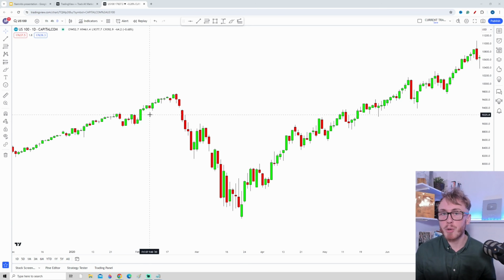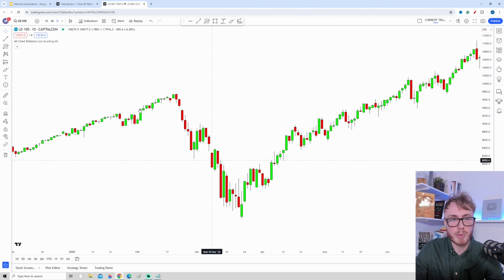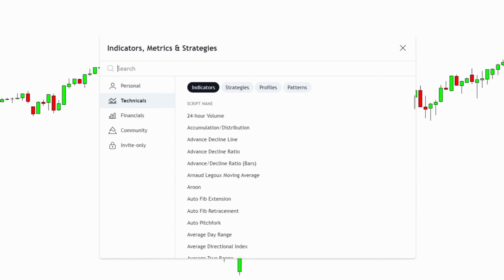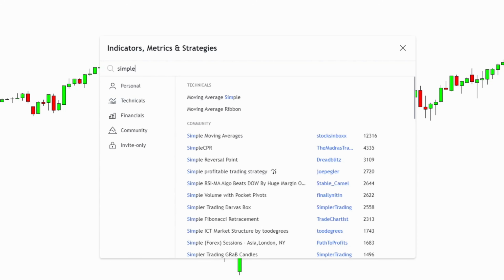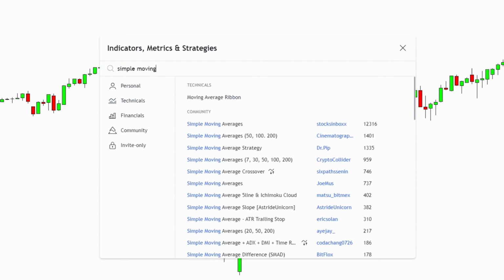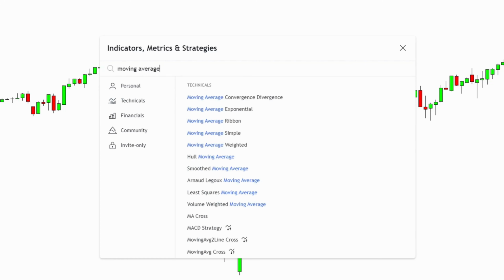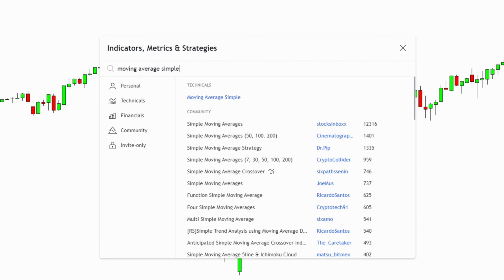But now, how do we open up the simple moving average? What we want to do here is go up to the indicators tab in TradingView. And here, in order to find the moving averages, you don't want to search for simple moving average. You will be able to find it, but the best way to search here is to first search for moving average and then simple. So I don't know why it is in this order, but the simple moving average is called moving average simple. So feel free to start this one. And now let's open this one up.